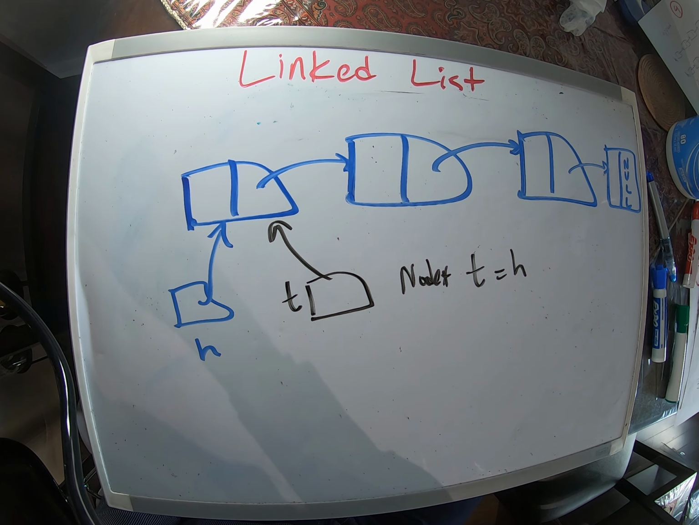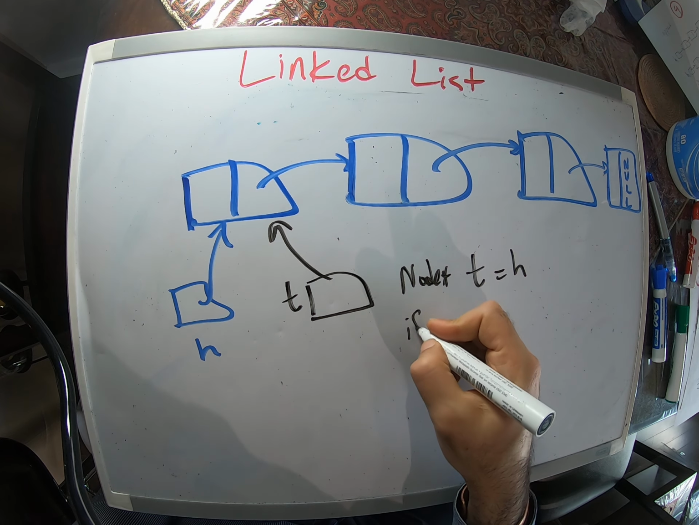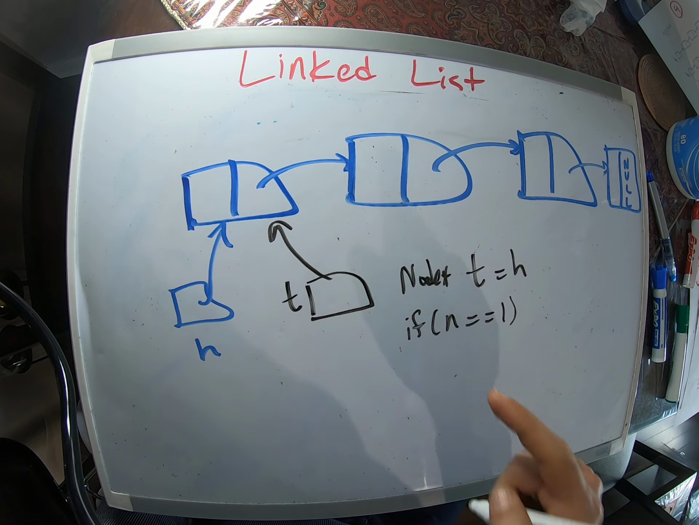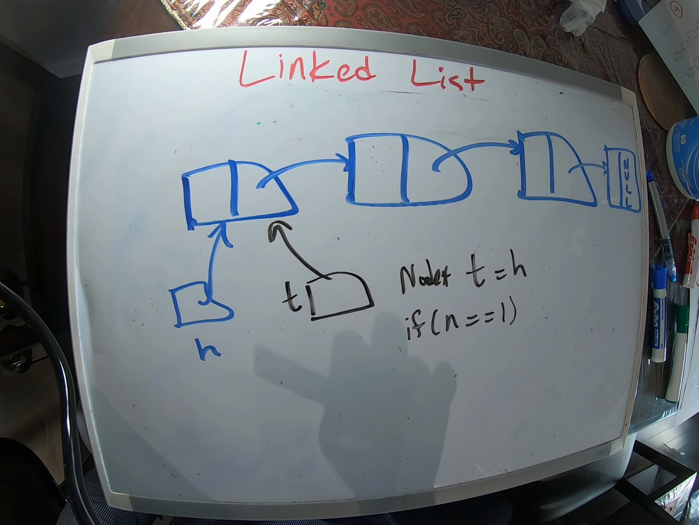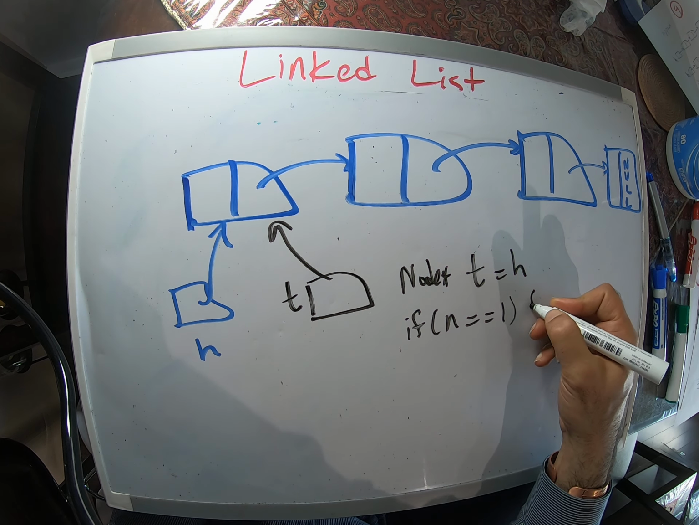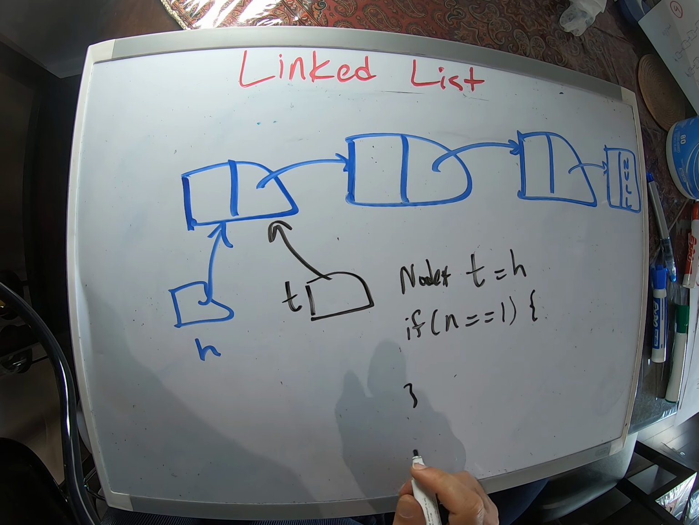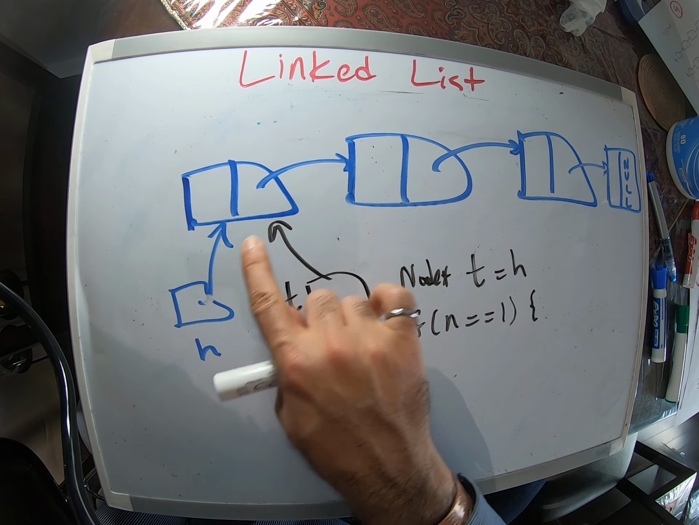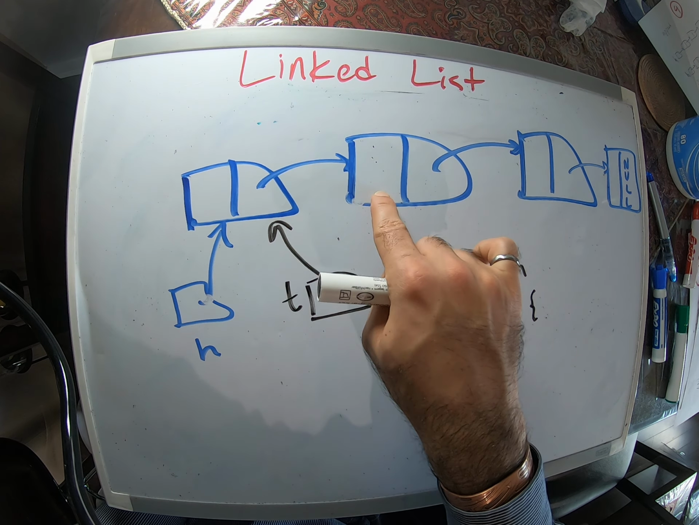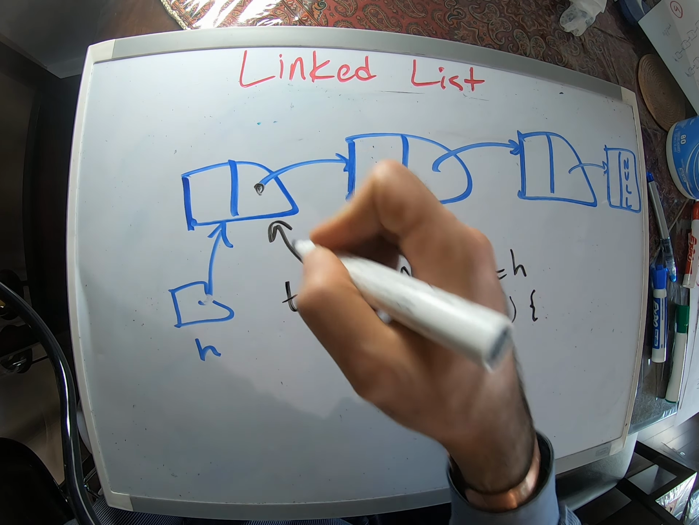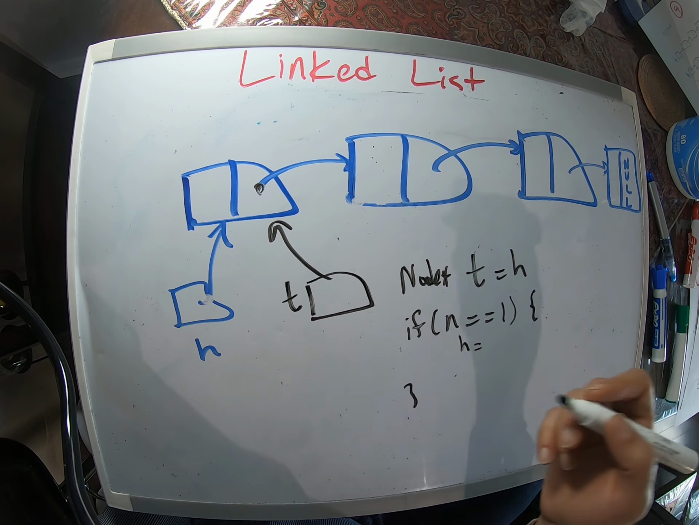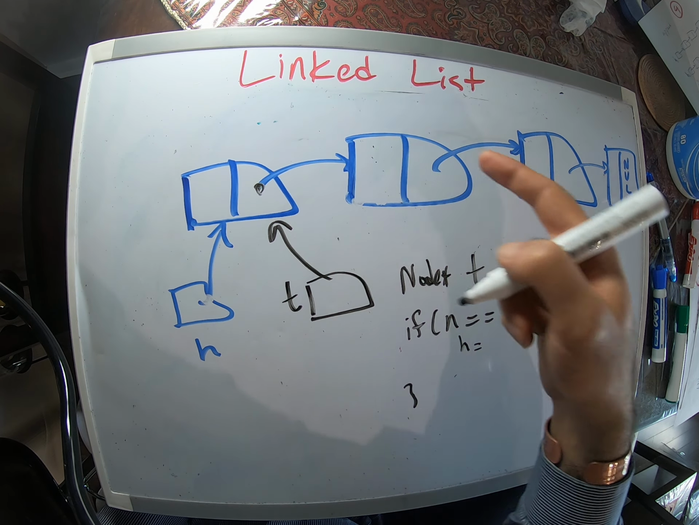If I want to delete the first node, let's say if n is equal to 1, meaning n is the node that we want to delete. If we want to delete the first node, then what do we have to do here? Then we want H to be pointing to this one. Do we have a pointer that points to that one? Yes, we do. It's here. So we can say H is equal to H arrow next, or T arrow next, doesn't matter.